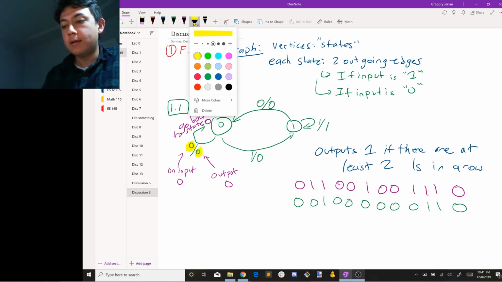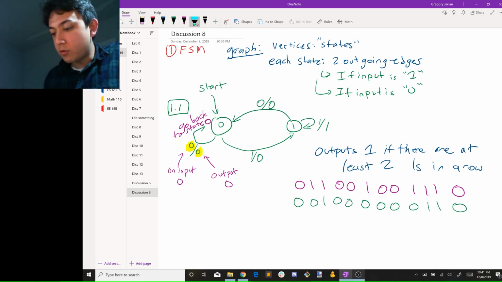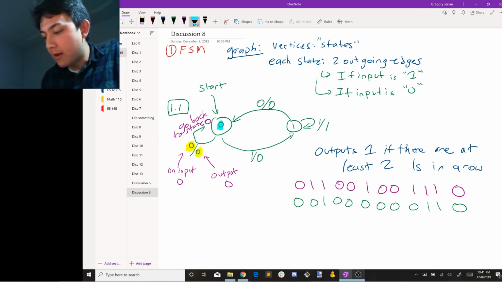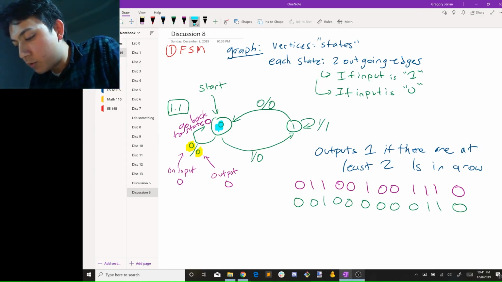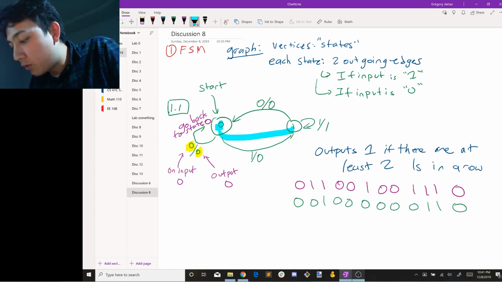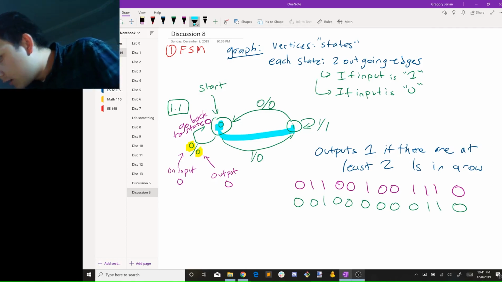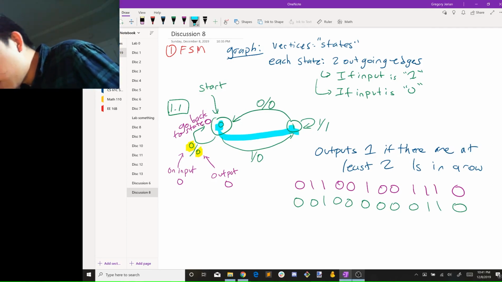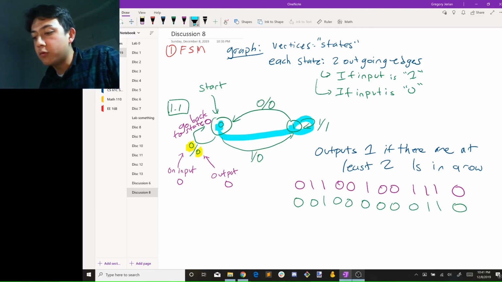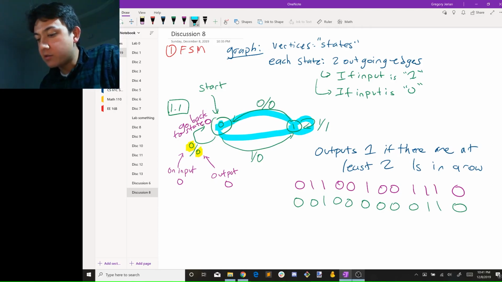So we start off at 0, right? This is our start. And then we get a 1, right? Which takes us here. And we haven't outputted anything yet, right? But then we get another 1, right? And that takes us back into the loop, self loop. And now we've outputted a 1, which is exactly what we expected. We end up back at 0, right?